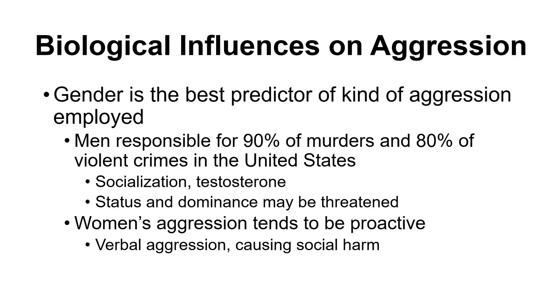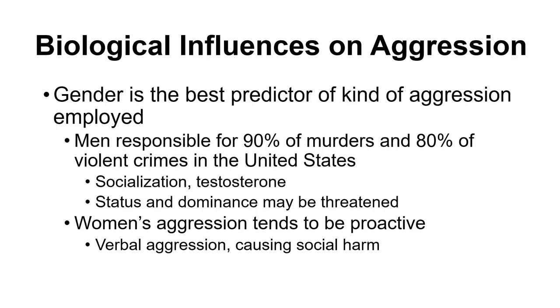So if we want some statistics, they're responsible for 90% of murders and 80% of violent crimes in the United States. So this tends to be predominantly male in terms of outward physical aggression. And the way I like to visualize this, because we don't have lots of experience with crime stats, is to think of high school or middle school and look at bullies. A lot of boys would bully by pushing and shoving and fighting with each other.